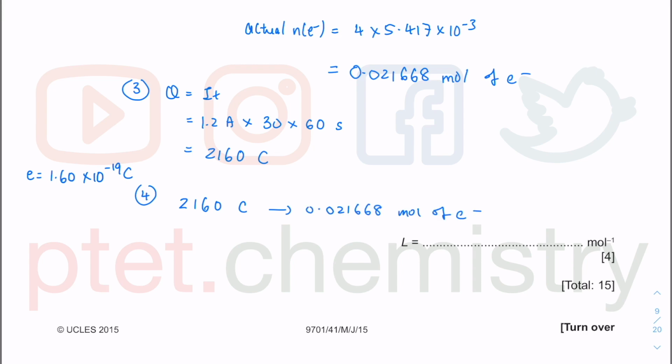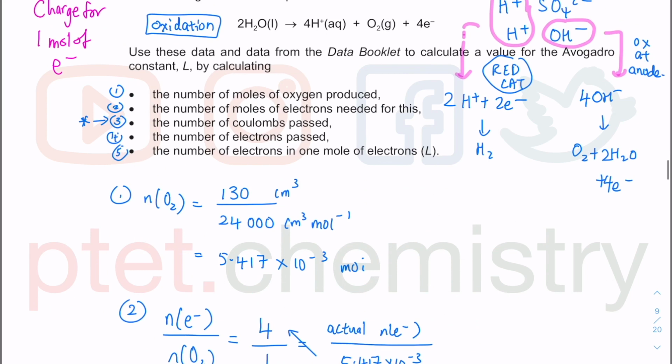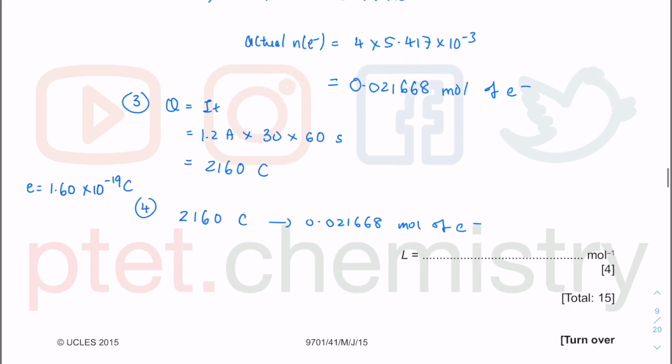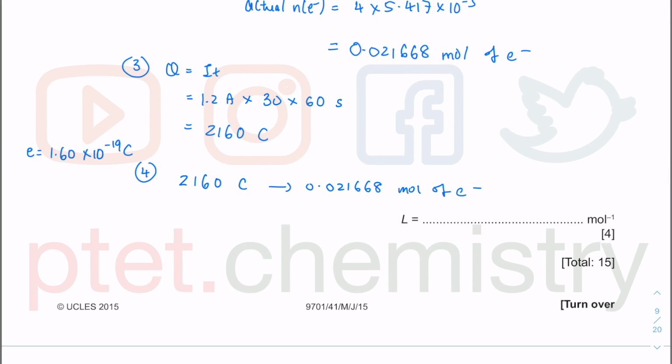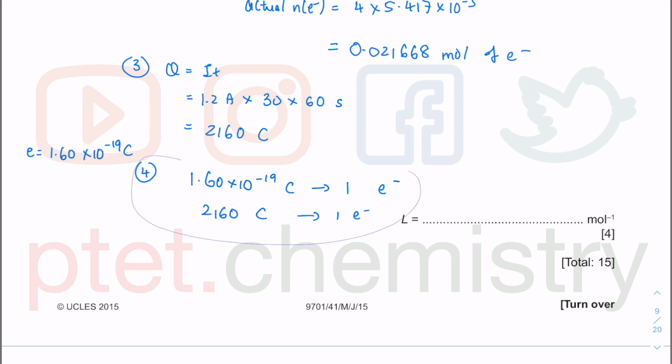So I guess we want to find the mole of electrons, right? So what do we want? We want the number of electrons passed. This is for one electron, and we have this much charge. I think I've gotten this the other way around. 2160. Nope, that doesn't make sense. 1.60 times 10 to the minus 19 coulomb is for 1 electron. So 2160 coulomb is for how many electrons? Yeah, that seems to be the right way around.